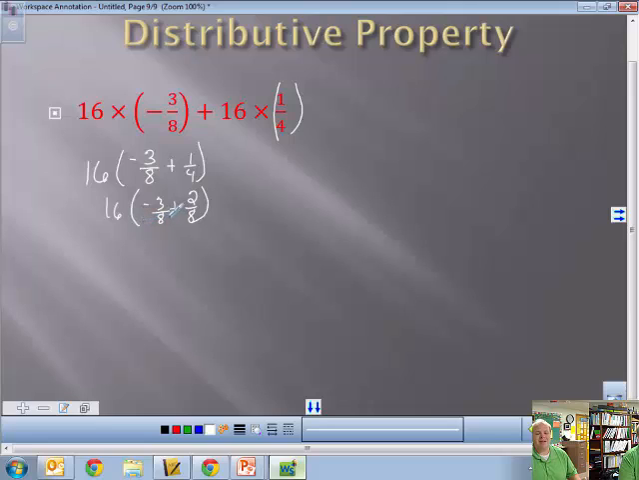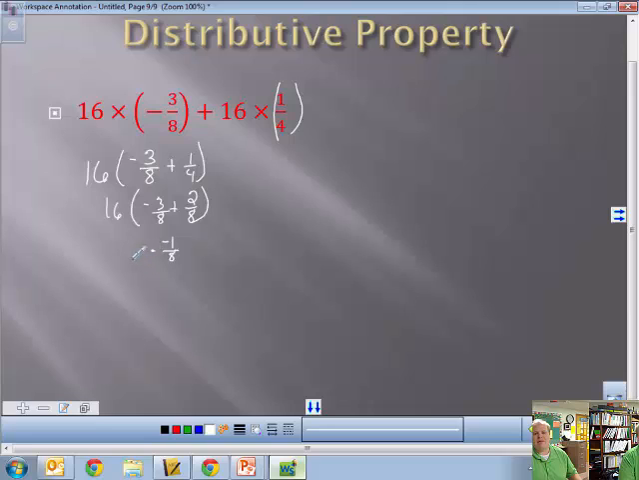Now, a negative 3/8 plus a positive 2/8, well, if I look at numerators, negative 3 plus positive 2. The signs are different, so I must subtract. 3 minus 2 is 1. And then the sign goes to that of the larger number, or the larger absolute value. Negative 3 has a large absolute value.